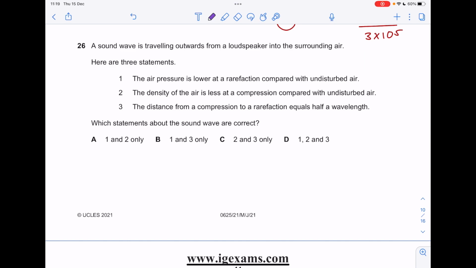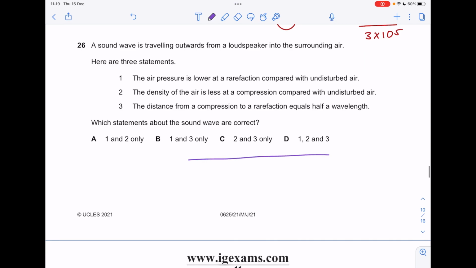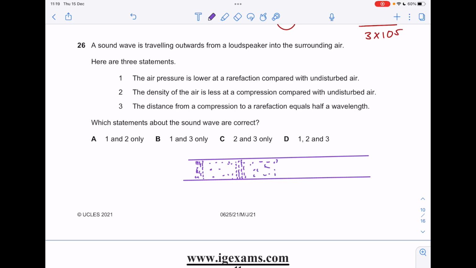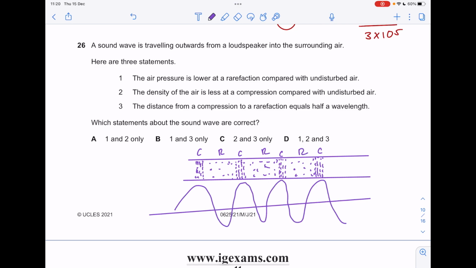Okay, I'm going to try and draw this for you, probably quite poorly. So here's a compression area, rarefaction, compression area, rarefaction. Okay, that's enough of that. Compression, rarefaction. And then let's try and line it up. So what can we work out from my appallingly drawn diagram?